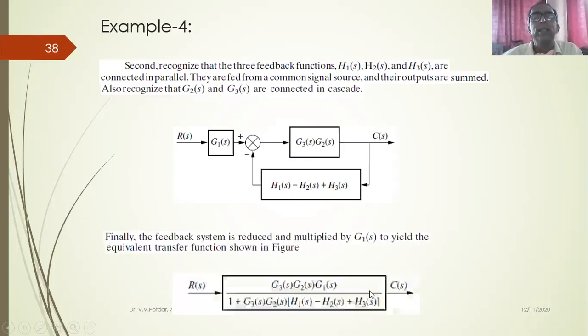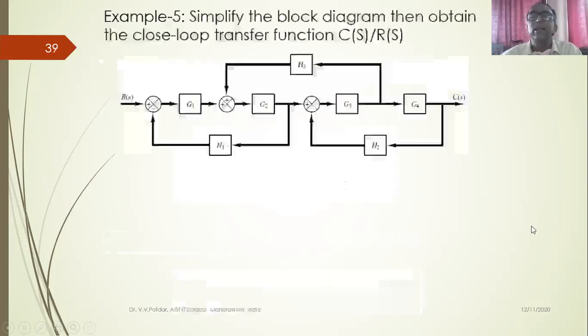See, I can get C(s) by R(s) by merging all these blocks. You have to practice, and then only you can solve these problems very easily. One more problem, you can refer to these problems, try to solve those problems on your own. Now in this problem, before I go to the solution, what are the simpler ways?